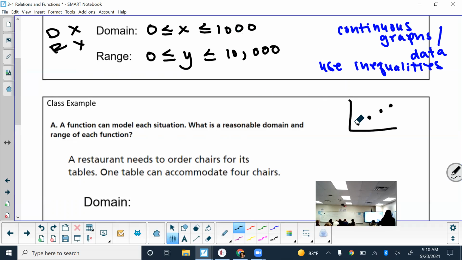And probably something like this. What is my x-axis going to be labeled as, you think? Will it be chairs or tables? Chairs. So it's whatever is independent of the 2 variables. So it's going to be number of tables, because the chairs that you buy depend on the number of tables, right? So that's why the chairs go on the y-axis.